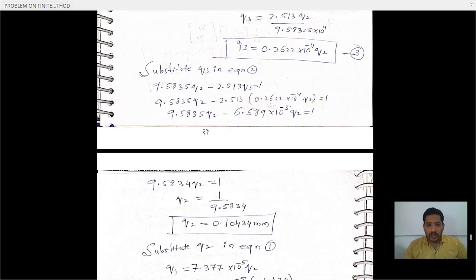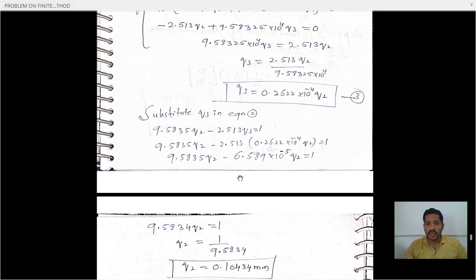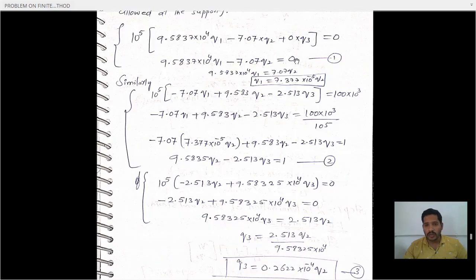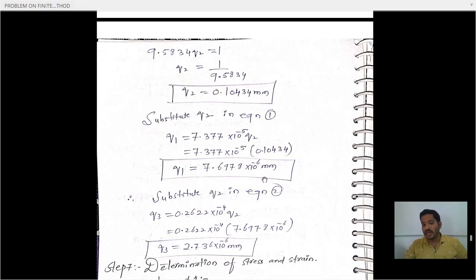Then we take Q2 common here. If you subtract this value, then you will get Q2 equal to how much? Q2 equal to 0.10434. After getting the Q2 value, we need to substitute in equation number 1. So equation number 1 is Q1 equal to 7.377 into 10 power of minus 5 Q2. The Q2 value is 0.10434. If you multiply this term, then you will get the answer 7.6978 into 10 power of minus 6.